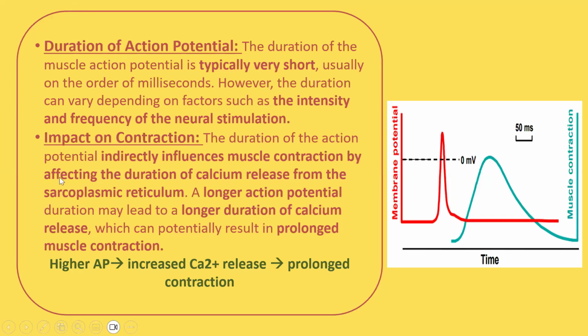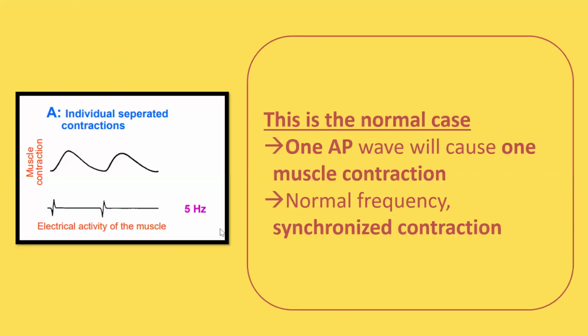Now, if you have a higher frequency of action potentials, you will have more calcium being released, or a faster rate of calcium release, and you will have more prolonged contraction because you are contracting very fast. Prolonged means, for example, 10 contractions. So if you have 10 action potential waves, you have 10 contractions. But if you have 5 action potential waves, you have 5 contractions, in simple terms.